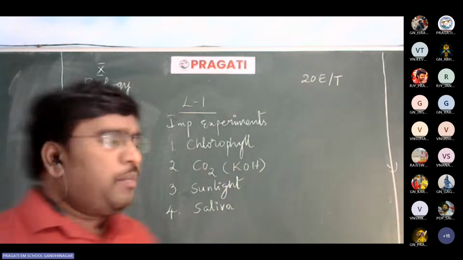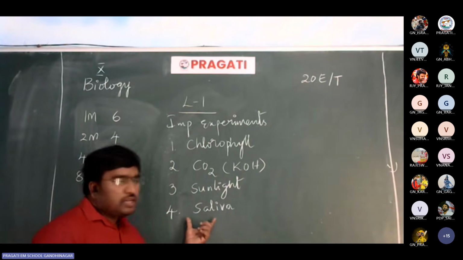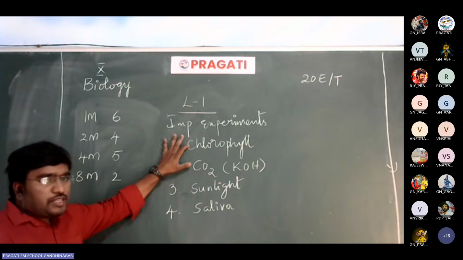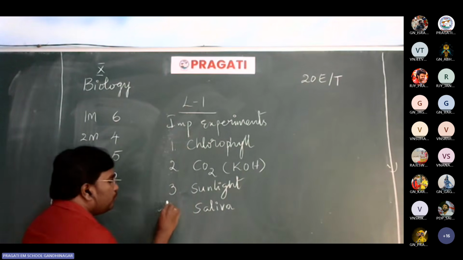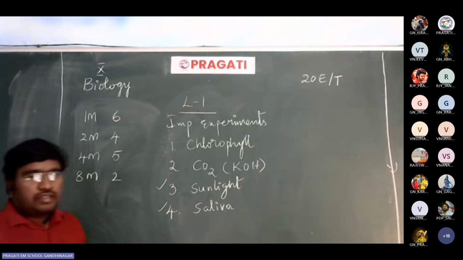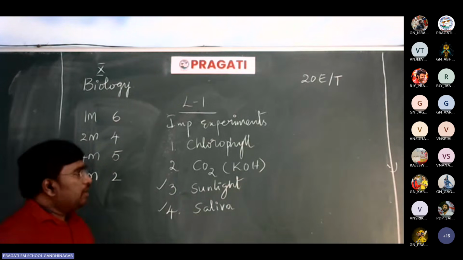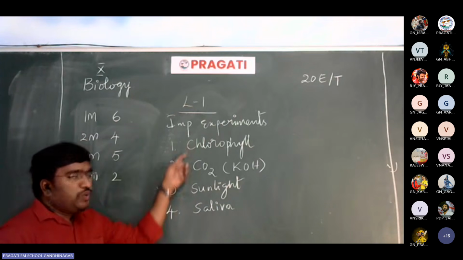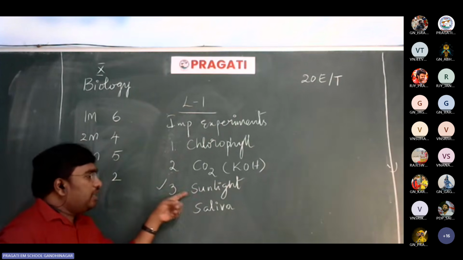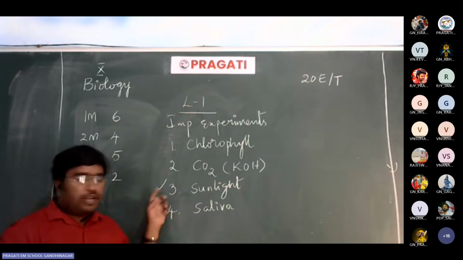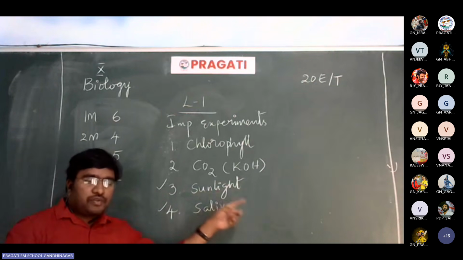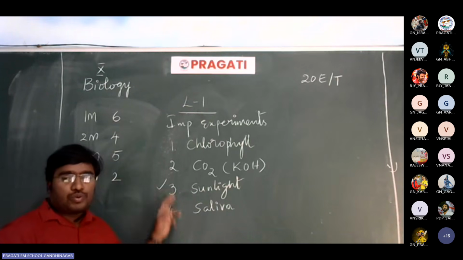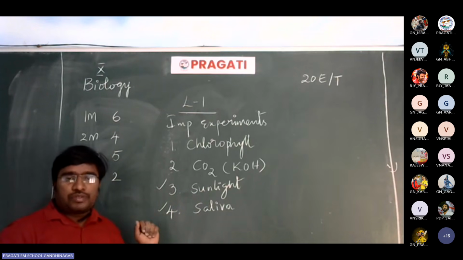I have already given the explanation about action of saliva here. In my expectation, these 2 are important this time. We already read these 4 experiments, and repeatedly we have written these 2 experiments, children. So try to read these 2 also: sunlight is necessary for photosynthesis, and action of saliva on carbohydrates. These 2 questions are also very, very important, children.